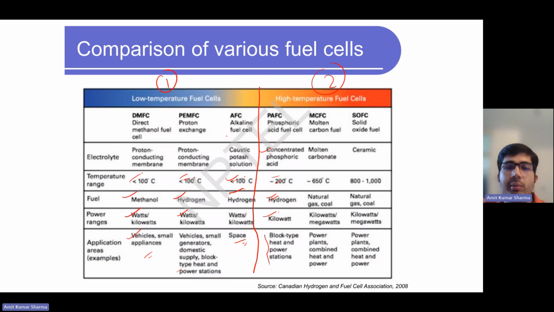Then the high temperature fuel cell is molten carbonate fuel cell. Molten carbonate is the electrolyte. 650 degrees is the temperature range. Fuel is natural gas and coal. Power range is kilowatts or megawatts. Application areas are power plants, combined heat and power. SOFC is solid oxide fuel cell. Ceramic electrolyte. 800 to 1000 degrees centigrade is the temperature range. Natural gas or coal is the fuel. Kilowatts or megawatts of power range. And application areas like power plants, combined heat and power plants.